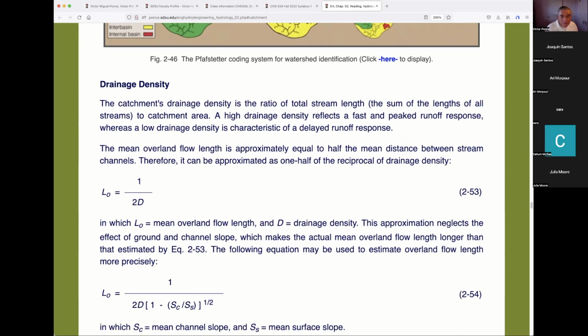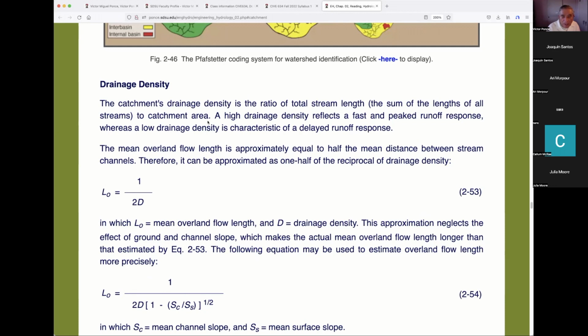Drainage density. Drainage density is the ratio of total stream length to catchment area. And why is it important? Because the greater the density of drainage, the faster the response. And we're interested in analyzing the response. That means how fast it takes, or how fast the response is, meaning the hydrograph that is coming out at the mouth of the basin. And that is very important. That's why drainage density is important.